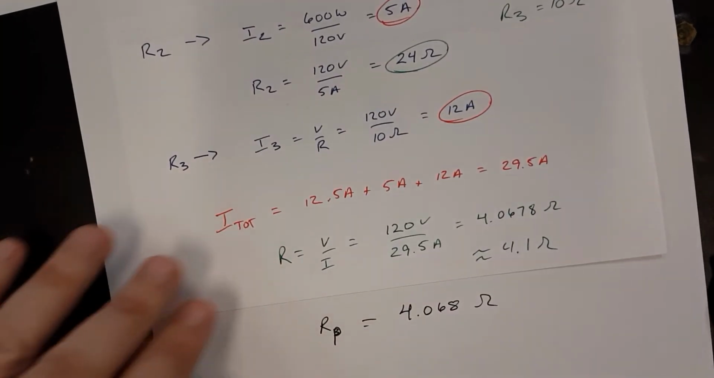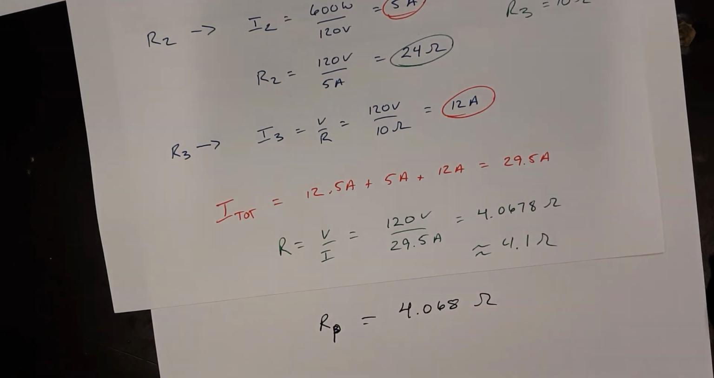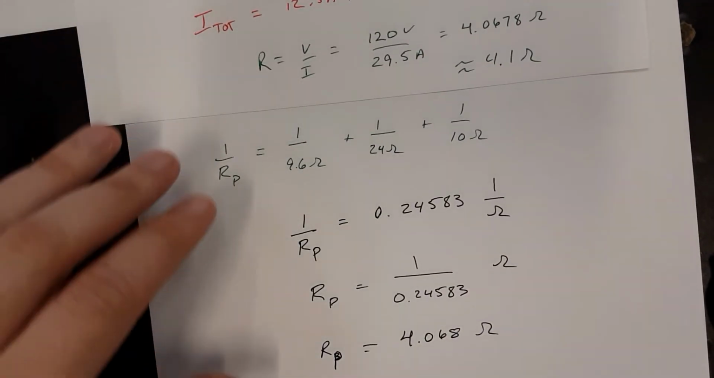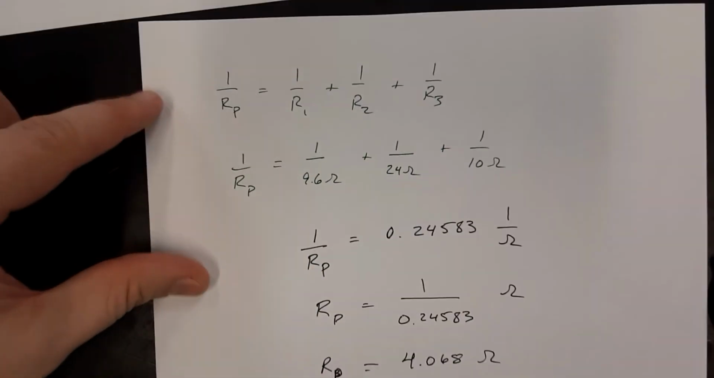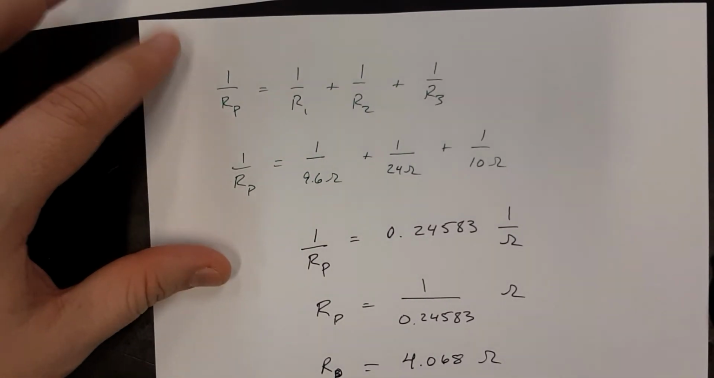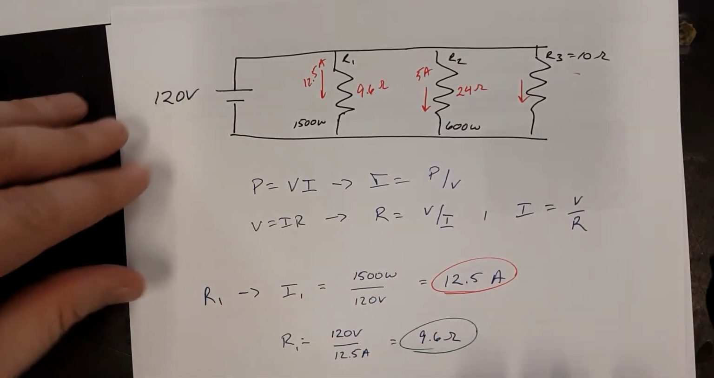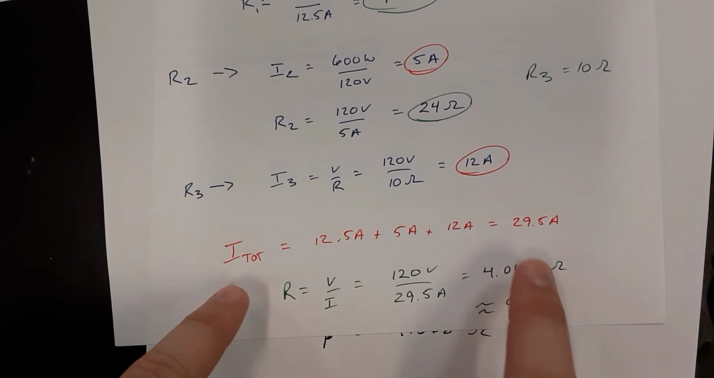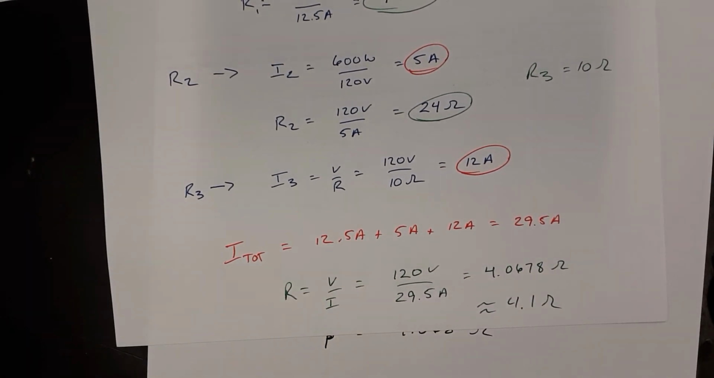Right? We have I total is 29.5, and R total is 4.1, and that's what we got from going through it this way. So sometimes you have to go through it this way. You have to say, here's the parallel formula, fill in the numbers. Sometimes there's enough information in the problem. If the problem's consistent, you can say, I know the total current and the total voltage, then total resistance has to come from that. All right, we'll do another problem in a minute.